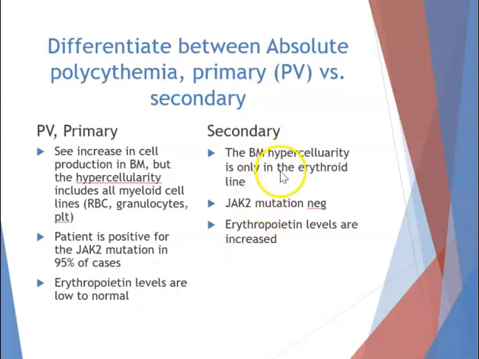Over here in secondary, the bone marrow hypercellularity is only in the erythroid line. So these patients are usually negative for that JAK2 mutation, and the erythropoietin levels are usually increased. Also remember in secondary, the overproduction of cells is secondary to another cause outside of the bone marrow. So it's affecting the bone marrow, but the cause is outside of the bone marrow.